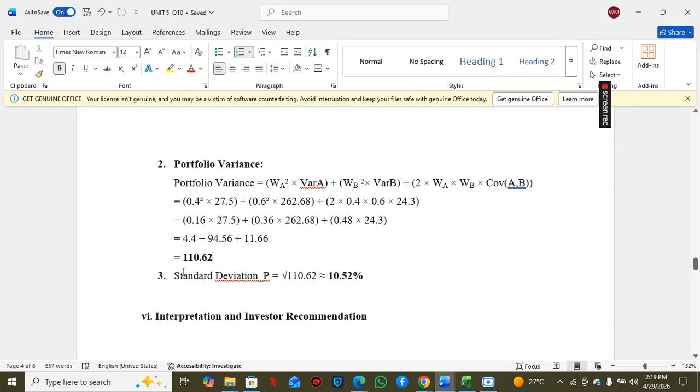Then we get the square root, because this is just the variance. The standard deviation is the square root of the variance. So the square root of 110.62 is 10.52%. That is the standard deviation of the portfolio. Any questions?